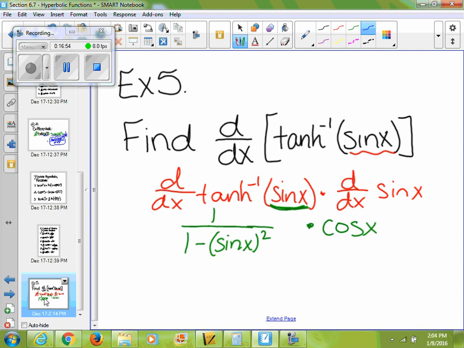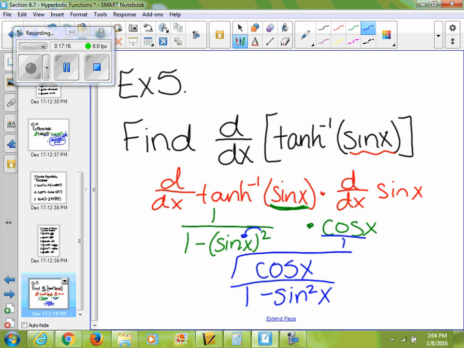So then if I go ahead and simplify and make this cosine be over 1, move my square in between the x and the sine, I get 1 times cosine is just cosine of x. 1 minus sine squared x times 1 is just 1 minus sine squared of x. That's it.